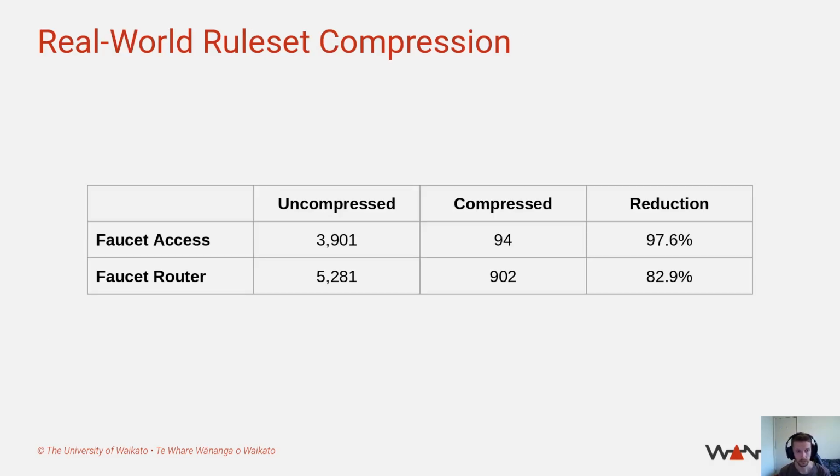Although that of course is a synthetic rule set, we also looked at how well compression works on real-world rule sets. For this we used 2 Faucet rule sets, one being an access switch and one being a router. And we saw 97% and 83% reduction in size of those rule sets. So even with real-world rule sets, it's making a pretty significant difference. That is reduction in size of the rule set, not reduction in solve time, which could be larger.